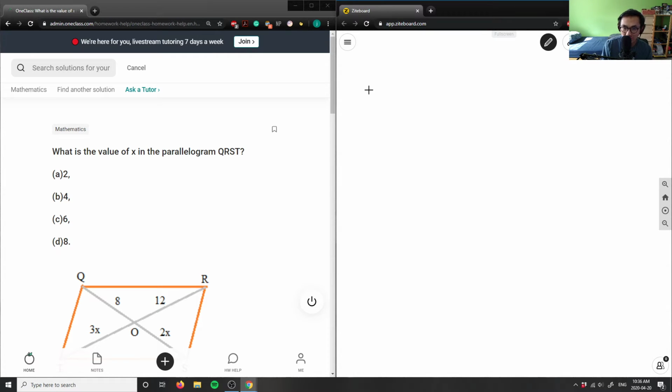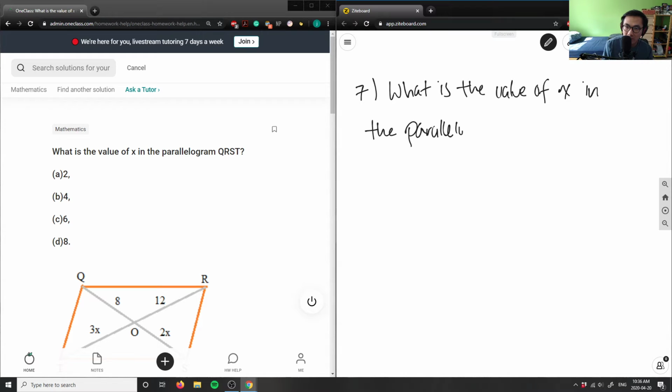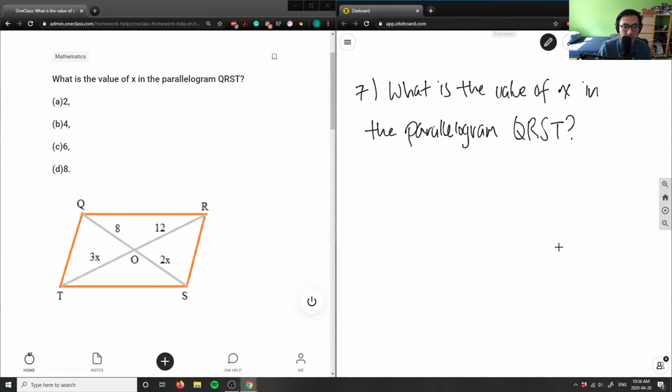This is question 7, another parallelogram. It's asking us, what is the value of x in the parallelogram QRST. Let me draw this out for you as well. So QRST. This is a really bad parallelogram, but it will have to do for this one. This is Q, this is R, this is S, and this is T.